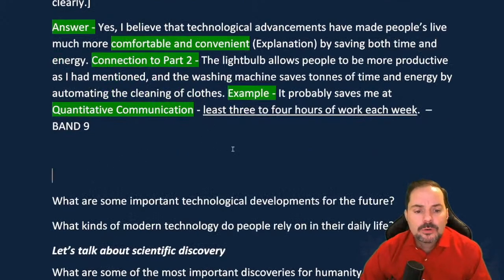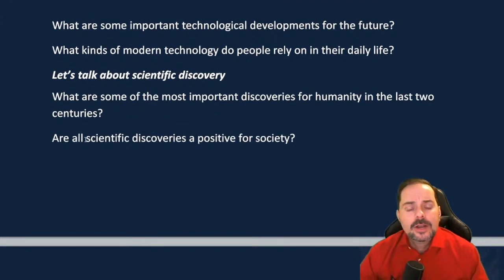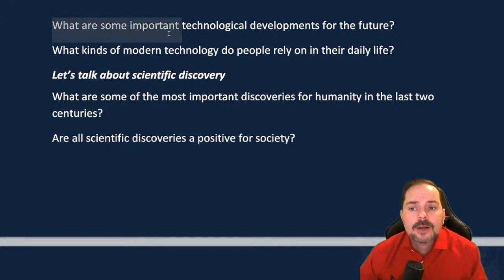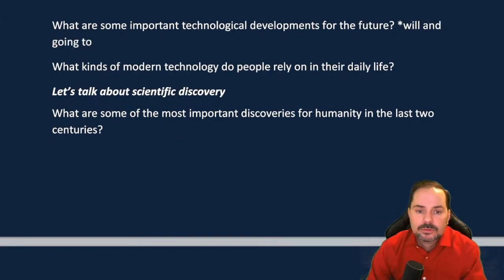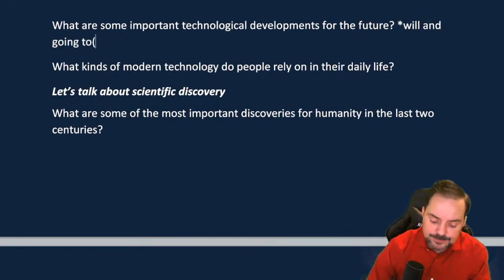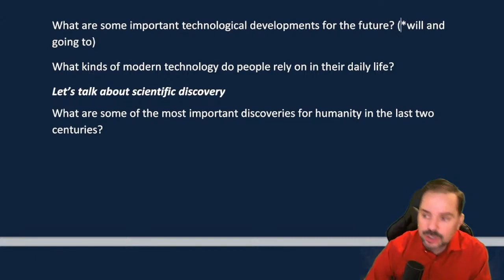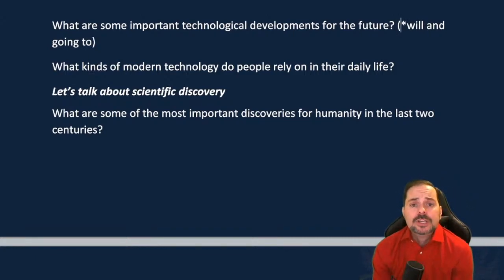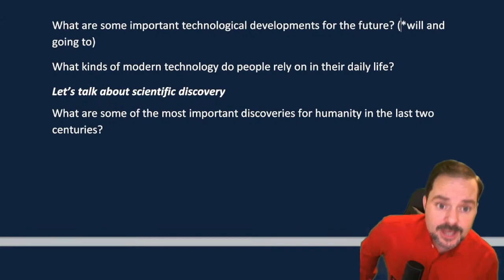All right, so here we have our next question. Keep these points in mind, okay? And again, students, it's speaking, so make sure to speak while you're doing this class. Repeat and copy, okay? All right, so here's the next question. What are some important technological developments for the future? Now here, clearly, they're looking for will and going to, this type of grammar, okay? So as soon as you hear this, what will or what are the in the future, you should be immediately thinking about using these future forms, will and going to, with your verbs, okay?